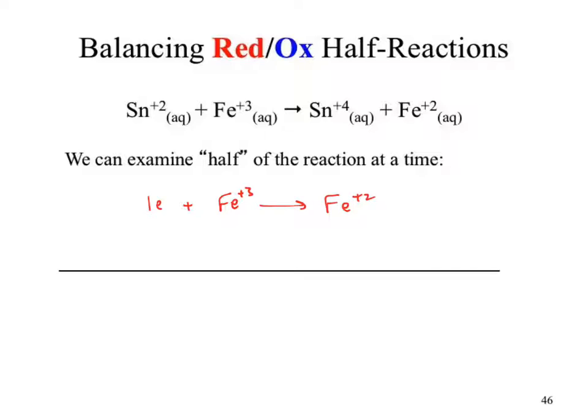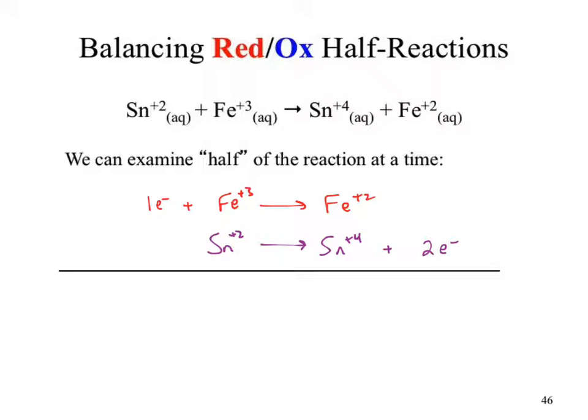Where should I place an electron? If I place 1 electron on the left, what's the charge on the left? +2. What's the charge on the right? +2. And our equation is now balanced. Cool. I'm going to do the same thing now, but with the other half of the reaction. What's the other half of the reaction? Tin +2 going to tin +4. Is the tin balanced? Yes. Is the charge balanced? No. +2 and +4 don't equal each other. How do I balance the charge? I need 2 electrons on the right-hand side.